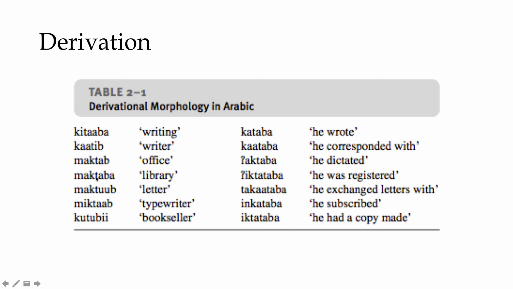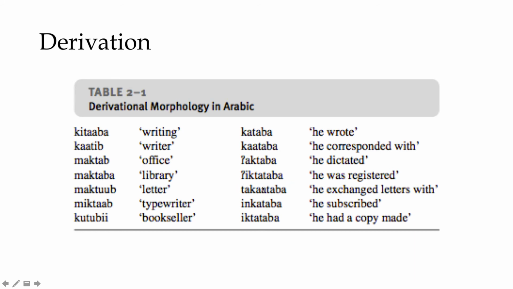so the place where writing is done. Maktaba, library, a bigger place where writing is done. Maktub, the thing which is written by someone. Miktab, the thing which is used to write something, means typewriter. Kutubi, the person who does the products of that verb. Kataba, he wrote. Kataba would be writing back and forth. Aktaba, so caused to be written.